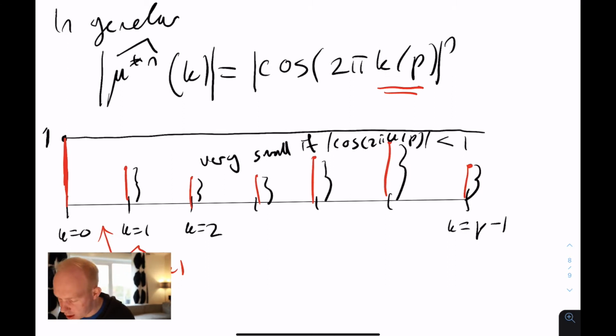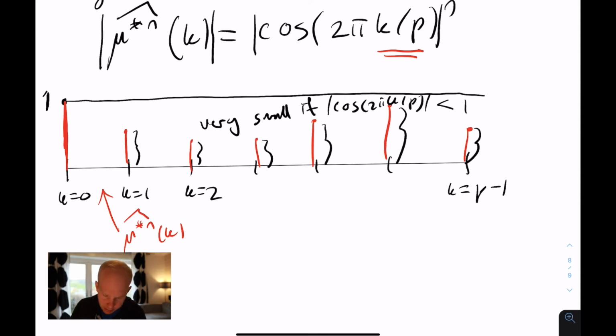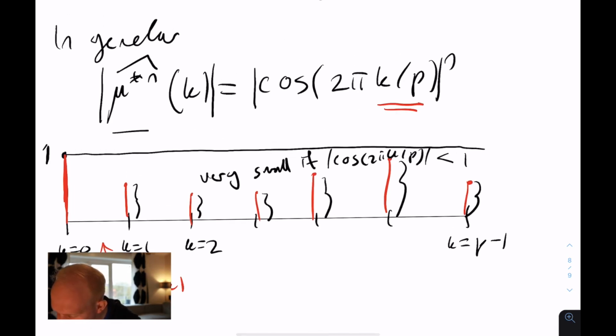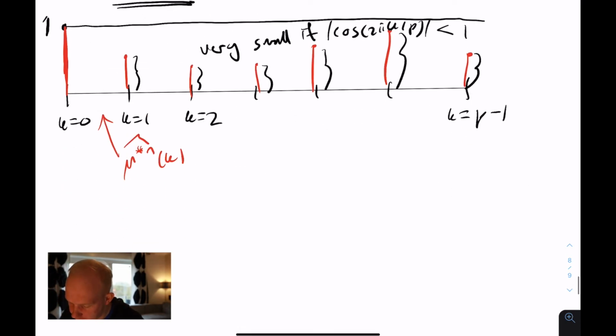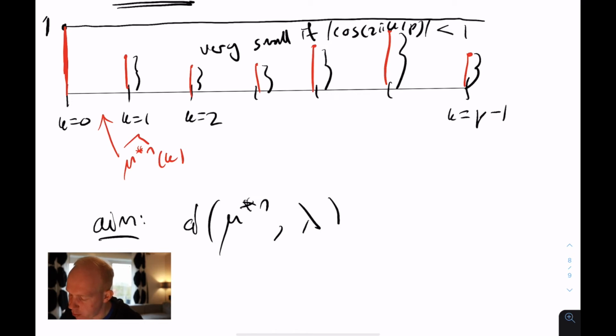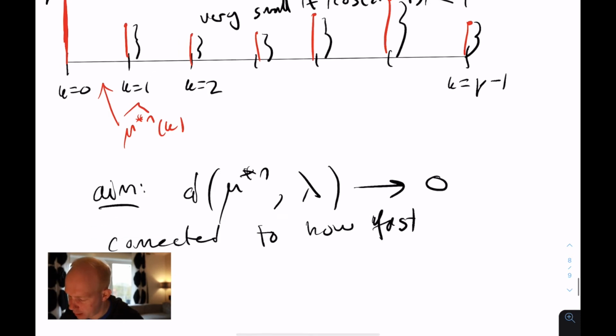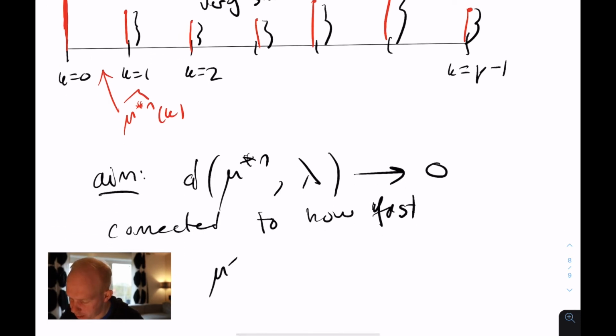So it turns out, and later on we will see, this is the foundation of the course: when these powers get very small, you can think about it this way. Our aim would be, for example, to prove that this mu star n converges to the uniform distribution at 0 with quite a fast rate, and this is connected to how fast these convolution powers, mu star n at k, converge to 0 as n goes to infinity.